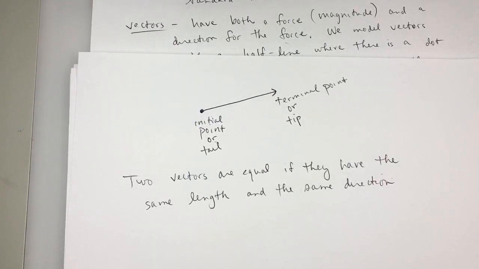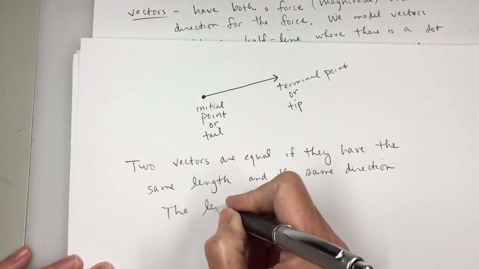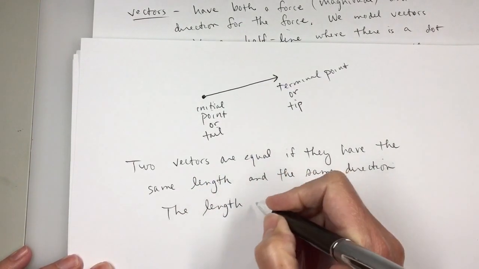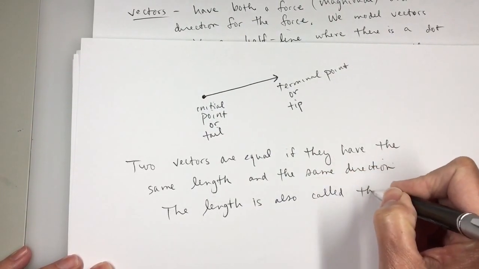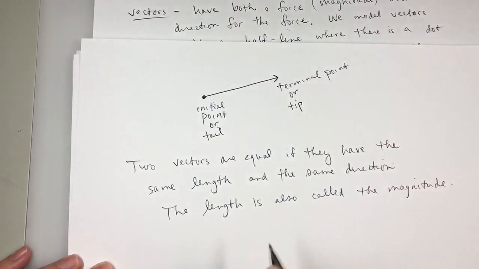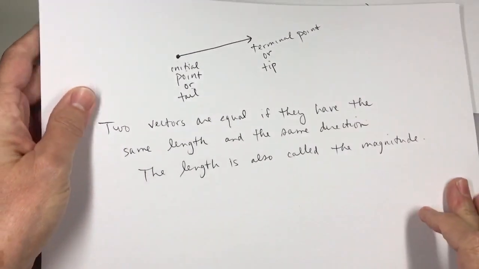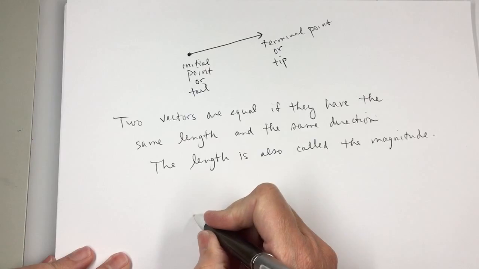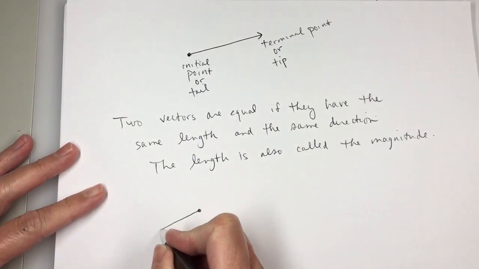And again, let me write what I just said, that the length is also called the magnitude. And I'll draw two vectors. I'm going to say that they're equal. I didn't bring my ruler with me. Maybe I should have. Pretend these are just in the perfect same direction.